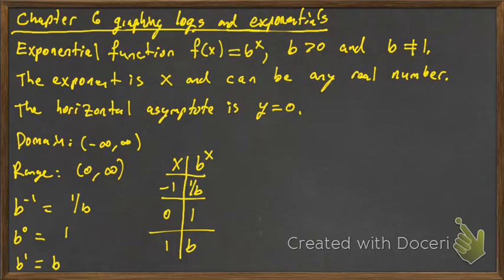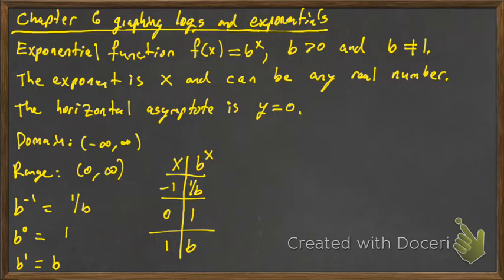An exponential function looks like f of x equals b to the x power, where your base is greater than 0 and your base is not 1. The exponent is x and can be any real number, so your domain is going to be all real numbers. The horizontal asymptote is going to be y equals 0. Domain again is all real numbers. Your range is going to be 0 to infinity in parent form. If you have some sort of transformation, your range may change.